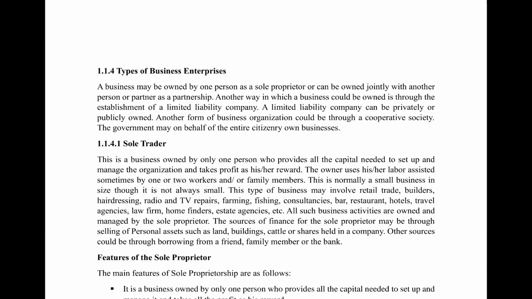Mainly the sources of finance for the sole proprietor may be through selling of personal assets. The sole proprietor may sell land. They may sell buildings, cattle, shares held in a company, or use other sources such as borrowing from friends and from family members or borrowing from the bank. So basically, the key message is that the sole proprietor uses his or her own capital to start up this business entity.